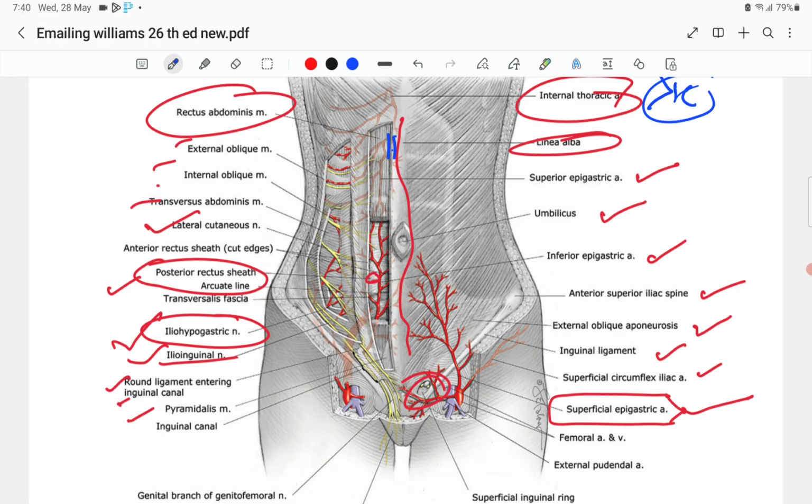So you can see this is the anterior abdominal wall. There are various structures: rectus abdominis muscle, external oblique, internal oblique, transverse abdominis muscle, lateral cutaneous nerve, anterior rectus sheath, posterior rectus sheath, and the arcuate line. Very important, the arcuate line is at the upper one third of a midline vertical incision. This is an important landmark. Above this arcuate line, you will get two layers of rectus sheath, the anterior and the posterior layer. Below this arcuate line, you will get a single layer of rectus sheath, only the ventral layer, that is the anterior layer. And there are the iliohypogastric and ilioinguinal nerves, and these are things we will discuss each and every part.